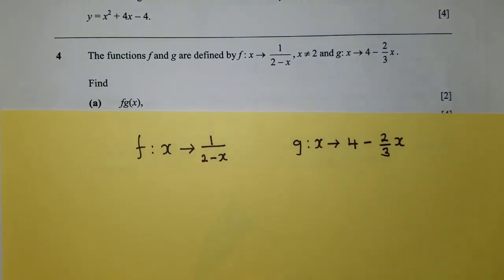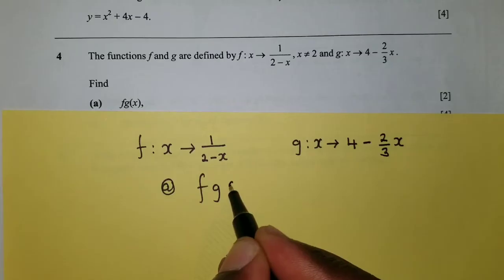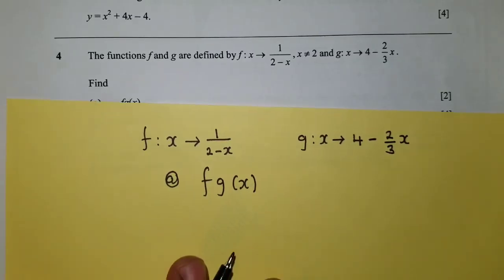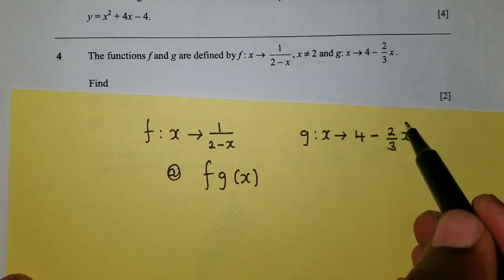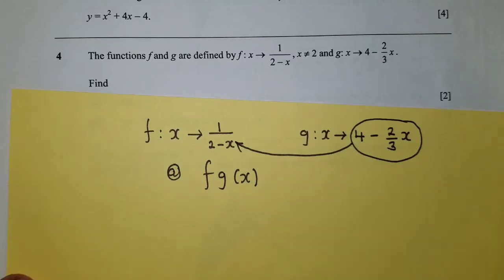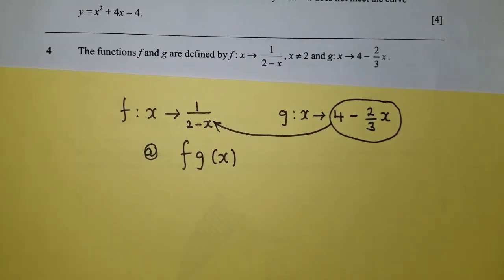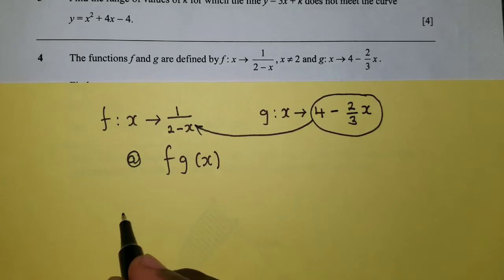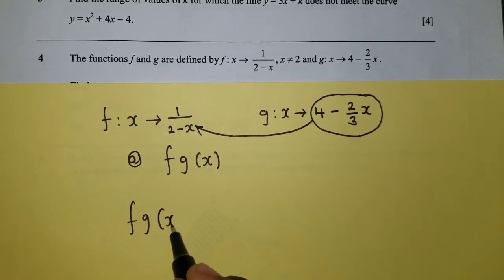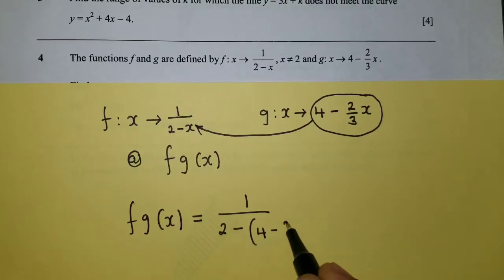And the first question, which is question A, they want us to find f of g of x. So what it means here, it means that you just get this function right here and substitute it where x is here in the other function. So we shall write f of g of x is equal to 1 over 2 minus 4 minus 2x over 3, like that.